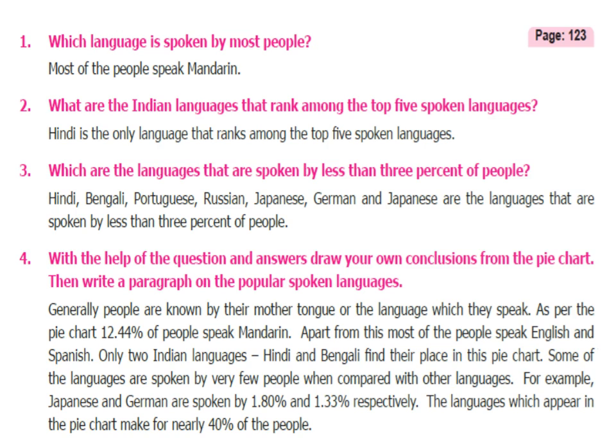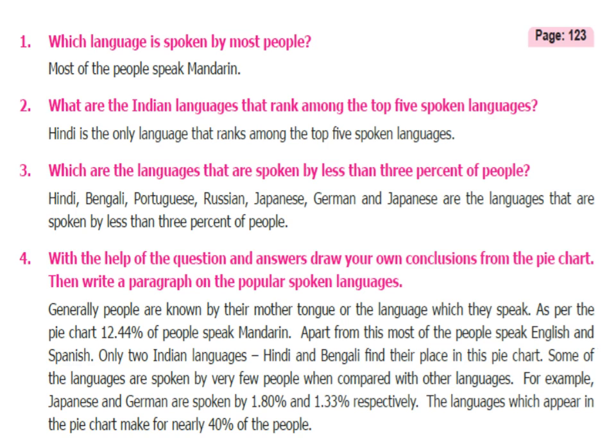With the help of the questions and answers, draw your own conclusions from the pie chart. Then write a paragraph on the popular spoken languages. Generally, people are known by their mother tongue or the language which they speak. As per the pie chart, 12.44% of people speak Mandarin. Apart from this, most of the people speak English and Spanish. Only 2 Indian languages, Hindi and Bengali, find their place in this pie chart.